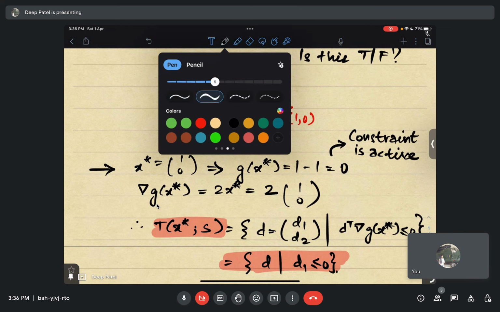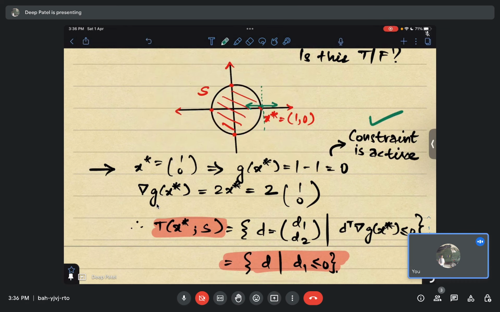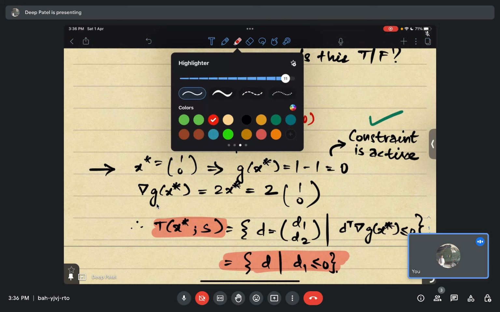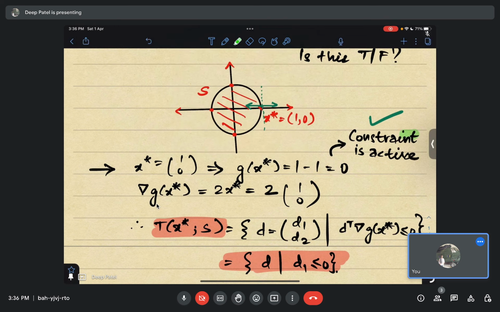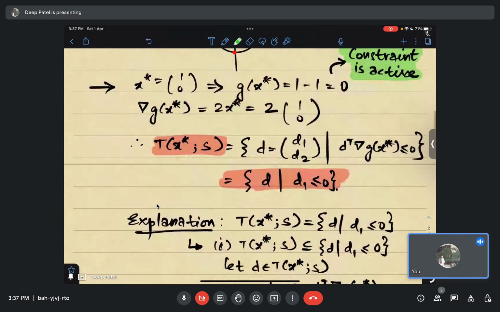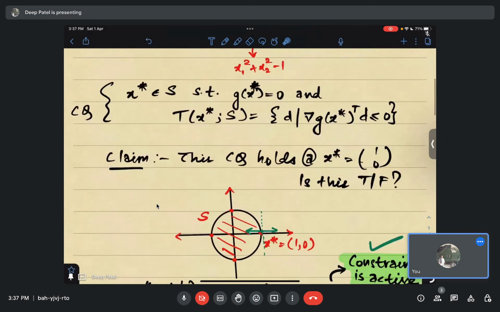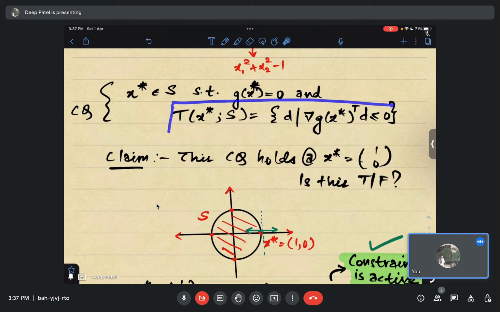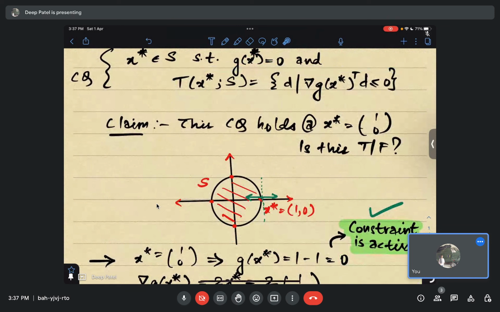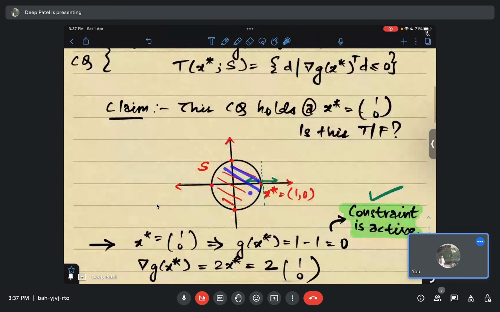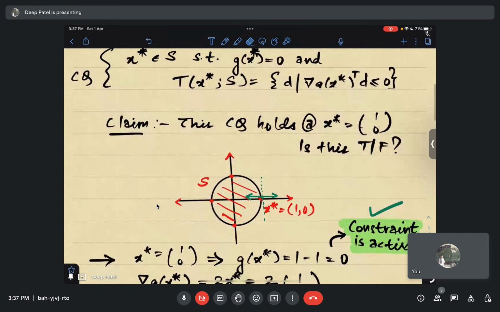True. So we'll just go step by step. This is fine, and the constraint is active. Then what is the next step? We should be able to represent our tangent cone at this point as something like this. Okay, sorry. So how do we do that?